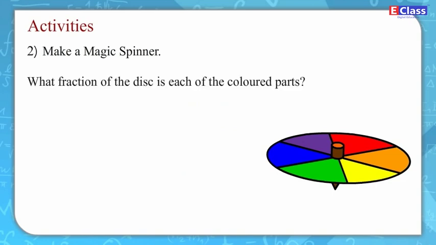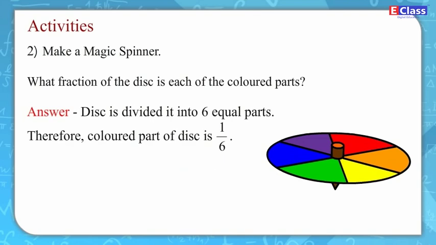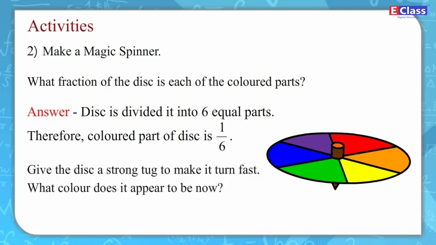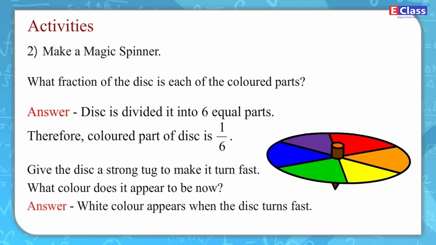What fraction of the disc is each of the colored parts? Answer. The disc is divided into 6 equal parts. Therefore, each colored part of the disc is 1 upon 6. Give the disc a strong tug to make it turn fast. What color does it appear to be now? Answer. White color appears when the disc turns fast.